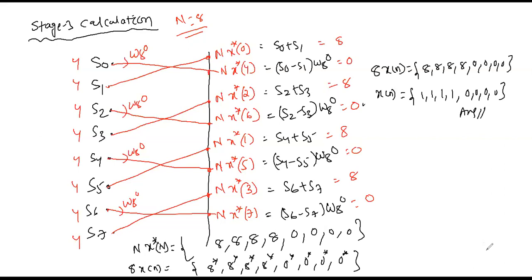Completed? Okay, fine. Before that, 8 point is over. How to do 4 point? Same process for 4 point, the IFFT for N equals 4 point. Same process.